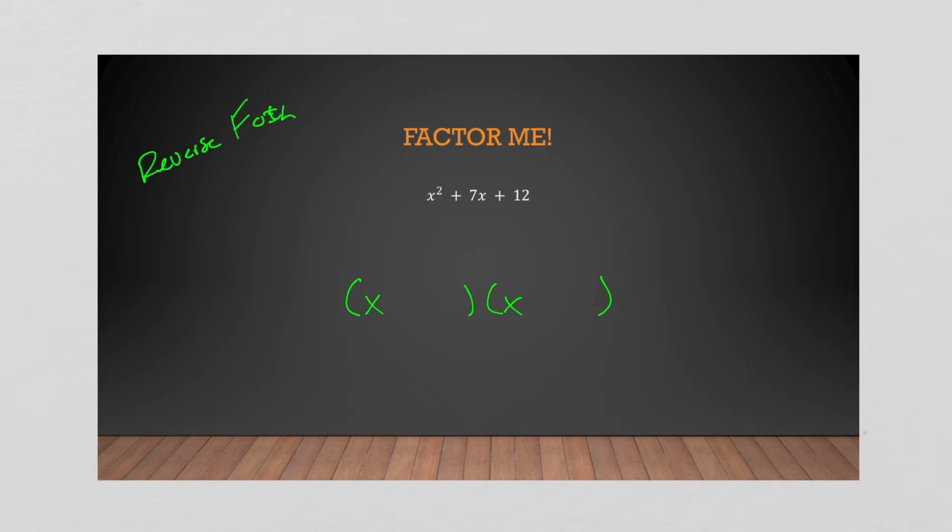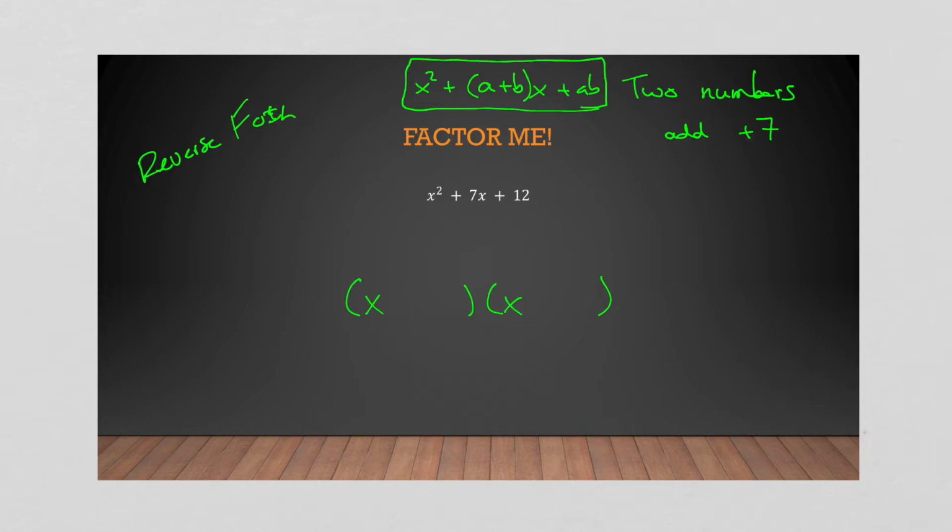And remember that we just talked about it. You're looking for two numbers, okay? We're looking for two numbers, a and b, from our example, right? Because we had a plus b times x, and then we had plus ab. That was the back of our abstract form, okay? So we're looking for two numbers that add, in this case, to positive 7 and multiply to positive 12. So we're looking for factors of 12.